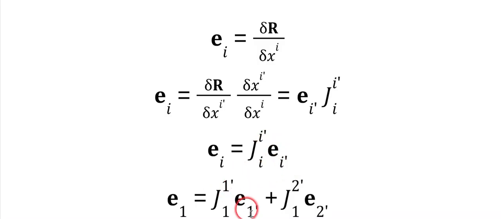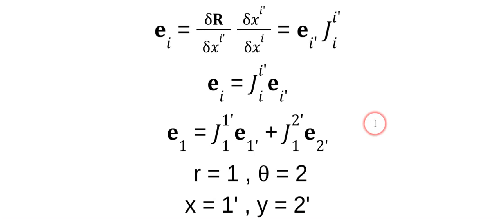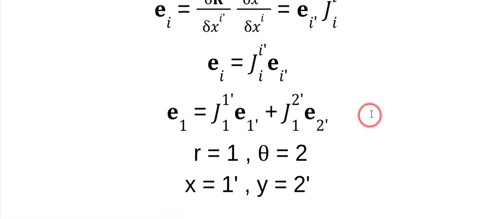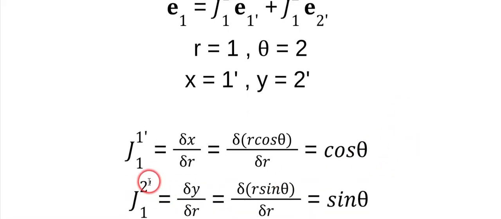So in the first case, it's 1 prime. In the second case, it's 2 prime. So that's how we come up with this expression. And we said that r is equal to 1 and theta is equal to 2, and x is equal to 1 prime and y is equal to 2 prime. So we would write this piece here, J 1 prime 1, as the partial of x, right? That's the prime, with respect to r, which is the 1. And x is given as r cosine theta. The partial with respect to r is cosine theta. The next one is 2 prime, which is y, and 1 is r. So y is equal to r sine theta. With respect to r is sine theta.